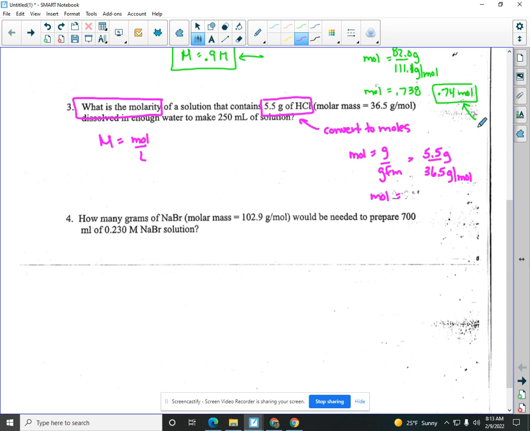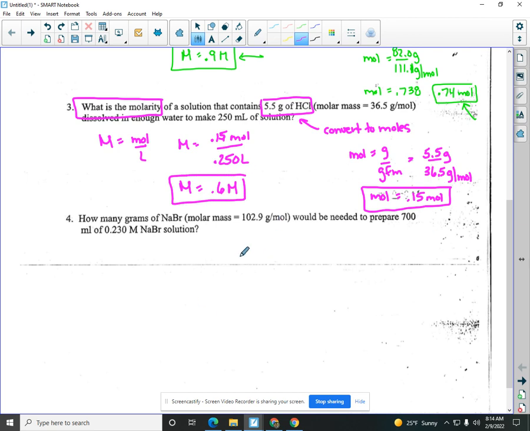So let's break out our calculators. 5.5 divided by 36.5, and we get 0.15 moles. Label it. Nothing naked on your paper. Okay, that again is moles. So molarity is going to equal 0.15 moles over liters. 250 milliliters is the same as 0.250 liters. Molarity equals 0.15 divided by 0.25. That's going to be 0.6 molar solution.